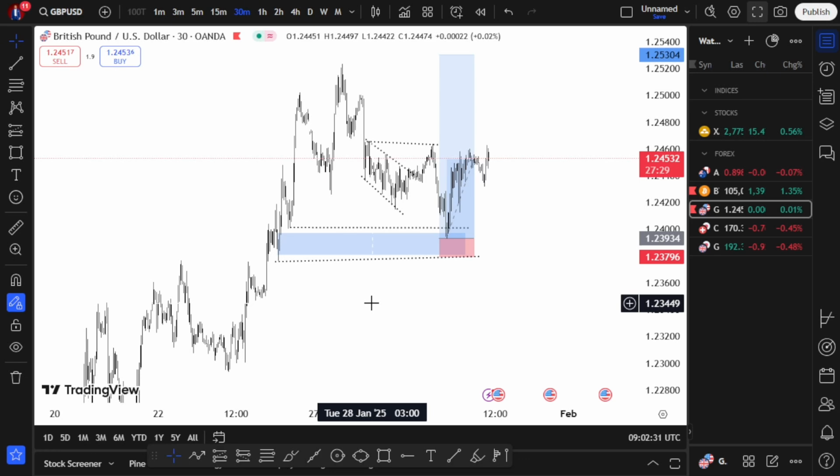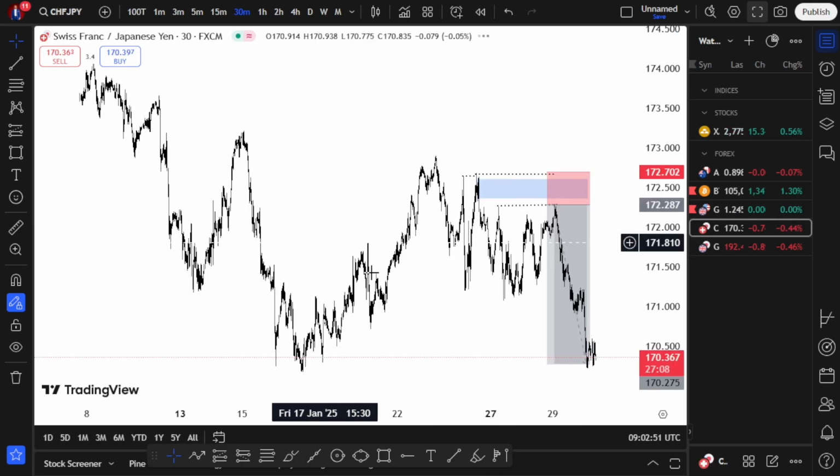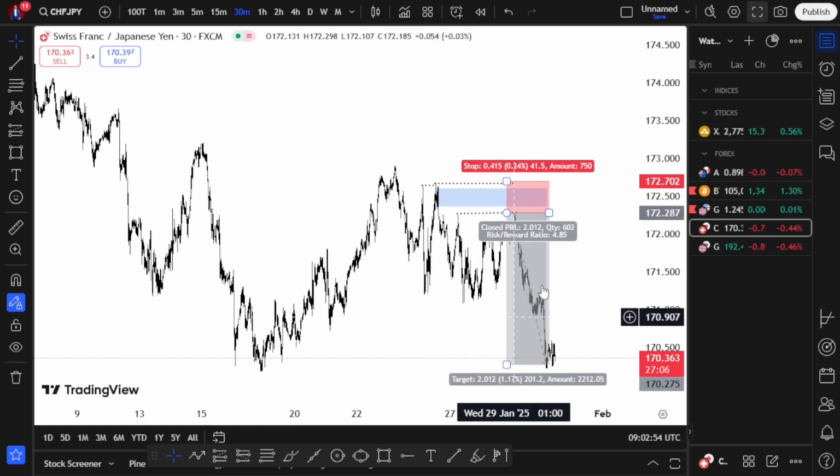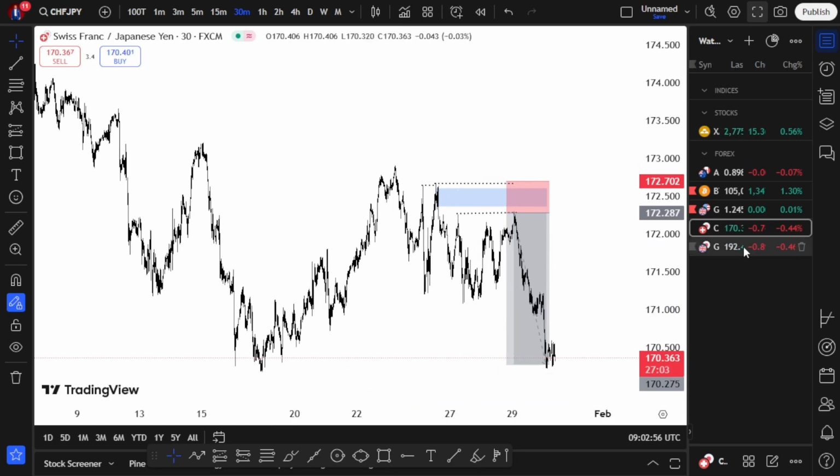This one was actually really amazing. I missed this too. I actually planned the setup and left it. I missed the entry. I've missed so many setups this week. For GJ, sorry, I had a break even on this. I missed Swiss francs, Japanese yen, and I missed the GU buy. I've just been on a break even now.